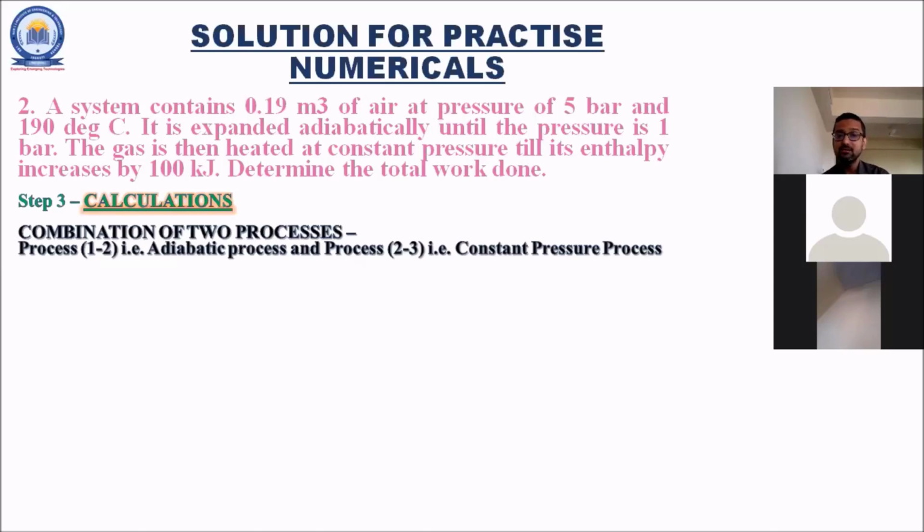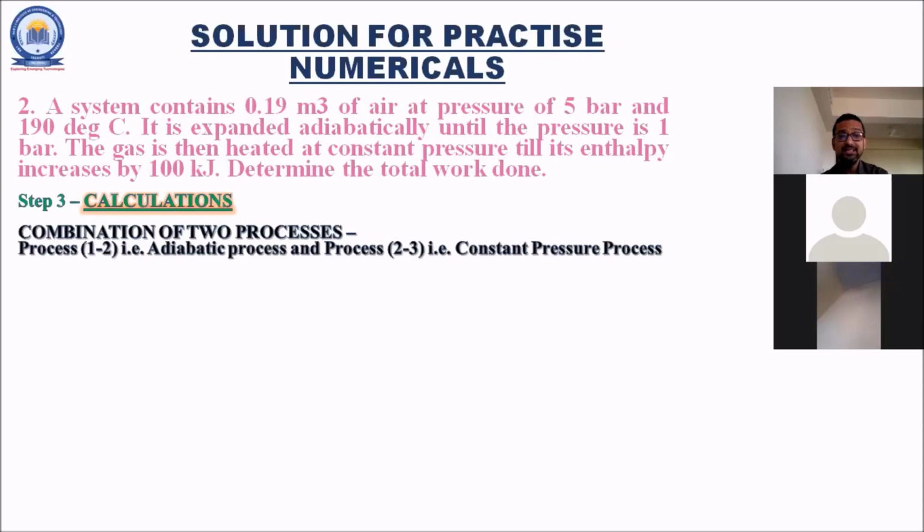And we are asked to determine the total work done. That means we need to find W total. So we will find the work done in the adiabatic process, and then the work done for the constant pressure process. Individually, we will find both works, and finally for the total, we will sum the adiabatic work and the constant pressure process work. So this is the main logic to be understood for this particular numerical.